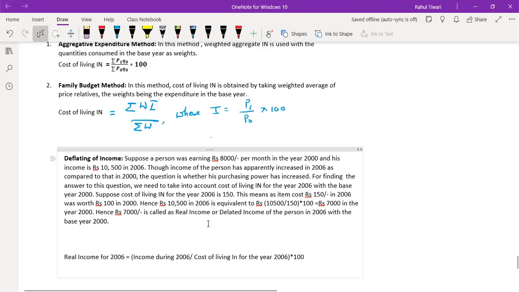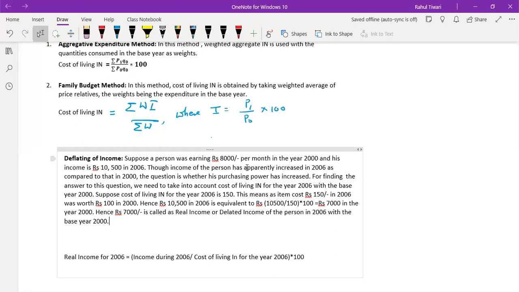So what I'm trying to say, in the year 2000, his earning was 8,000 rupees per month. But in 2006 his income is 10,500. So we can see that there is a growth in their income.